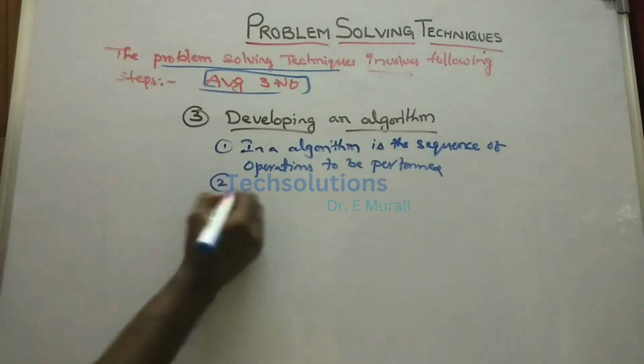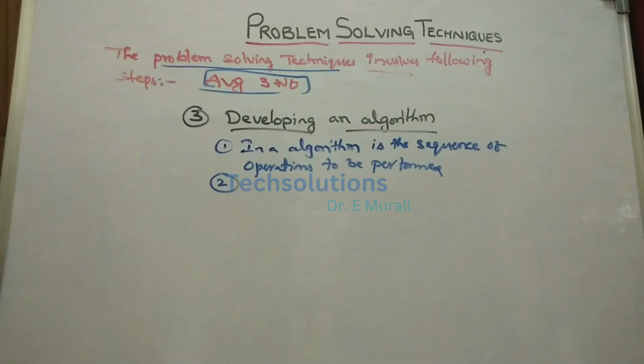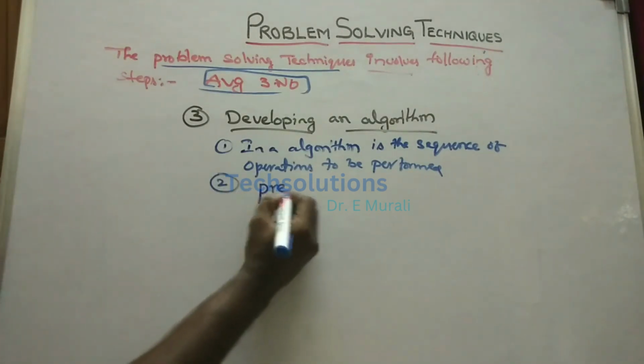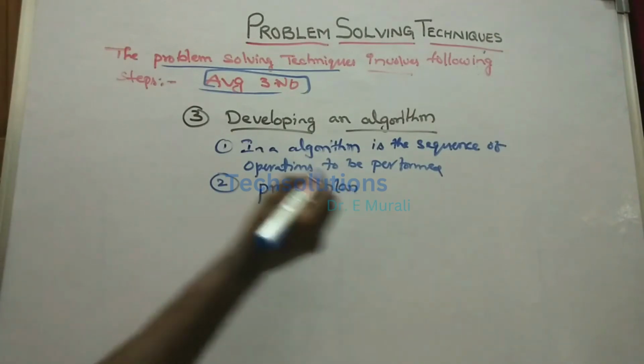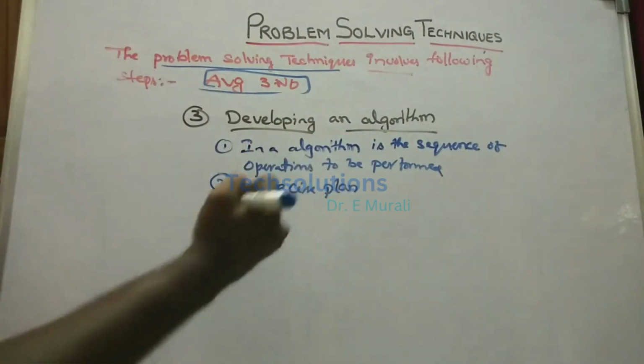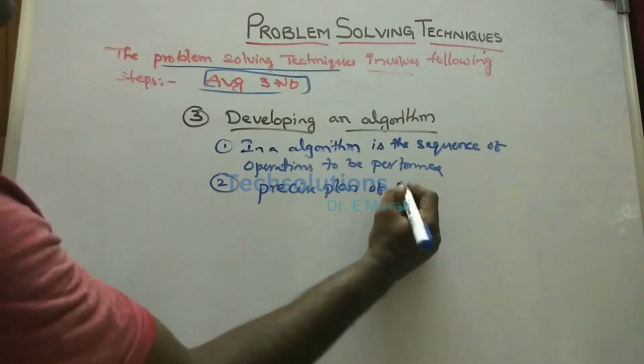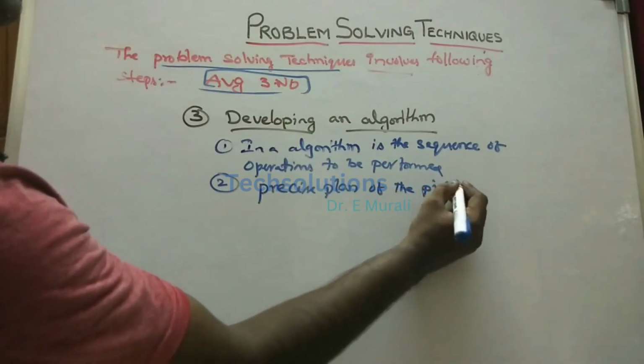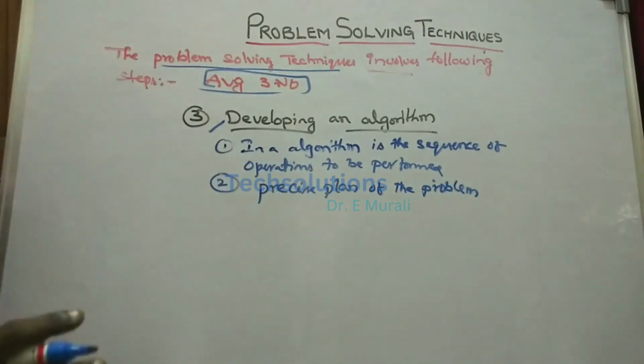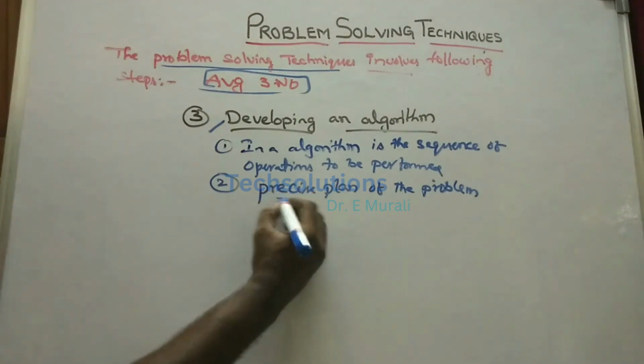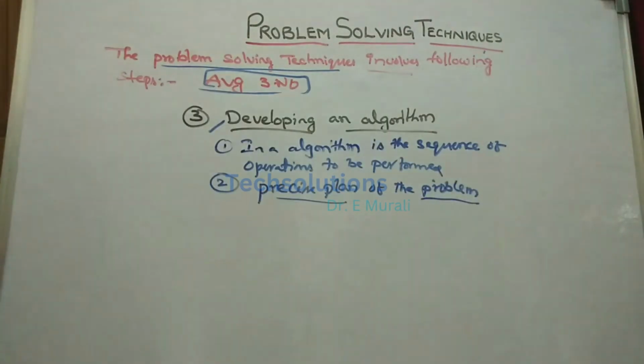That means by using the algorithm, you identify the plan for how we can solve the given problem step by step. What is the need of writing an algorithm? Whenever we perform the sequence of operations, it gives the precise plan for how to solve the given problem. The algorithm can be a flowchart or written using pseudocode.